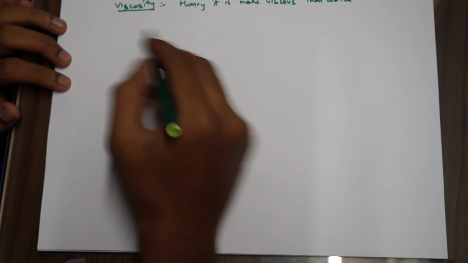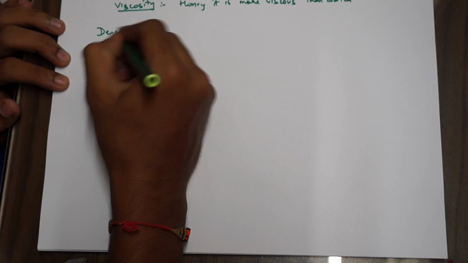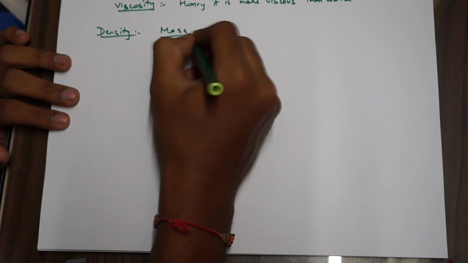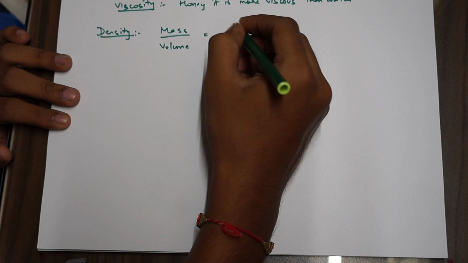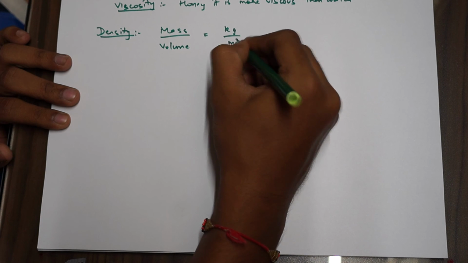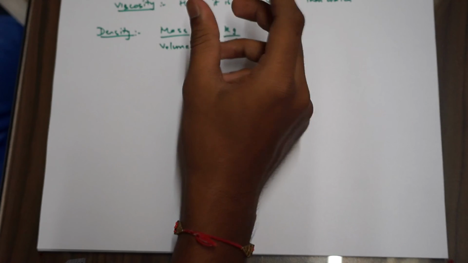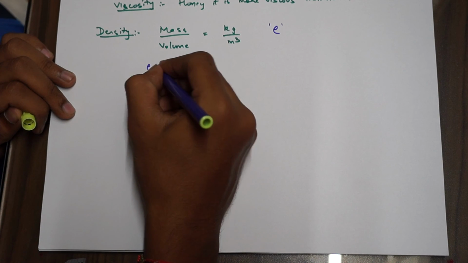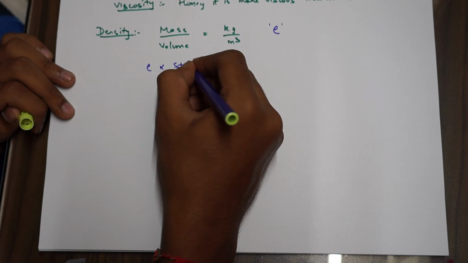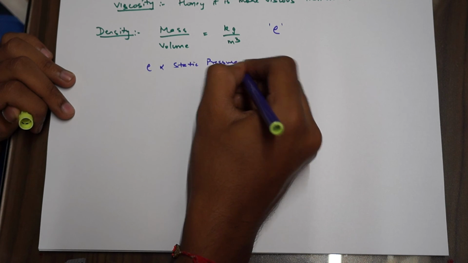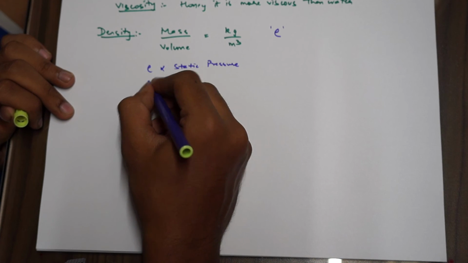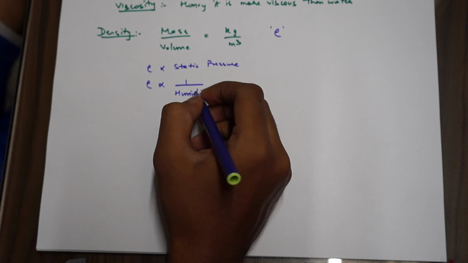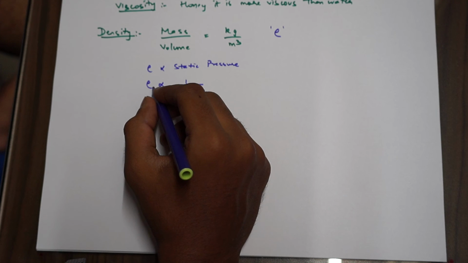Okay, next is density. Density plays an important role for us, and density in simple terms is mass by volume, and the units are kg per meter cube. Okay, and density, you can note down these points. Density is denoted by the symbol rho, and rho is proportional to static pressure. So more the static pressure, more the density. Alright, rho is inversely proportional to humidity. So if you have more humidity, you will have less density.